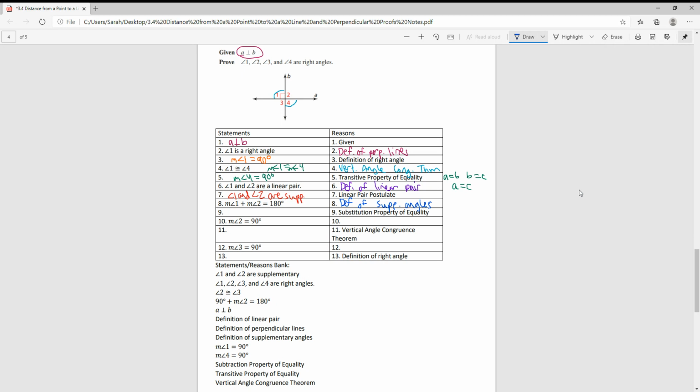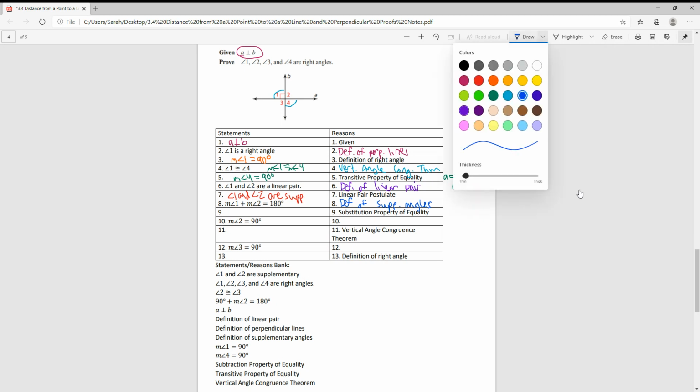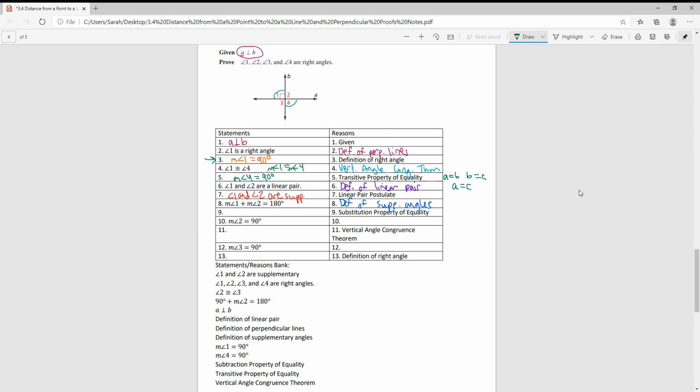All right. Now the next one is involving the use of the substitution property of equality. Look back at step 5. Step 5, I lied, not step 5, step 3. Step 3 says that measure of angle 1 equals 90 degrees. So instead of saying measure of angle 1 here, I can say 90 degrees here, and then keep the rest of the equation the same. Replacing measure of angle 1 with 90 degrees was the substitution property of equality.